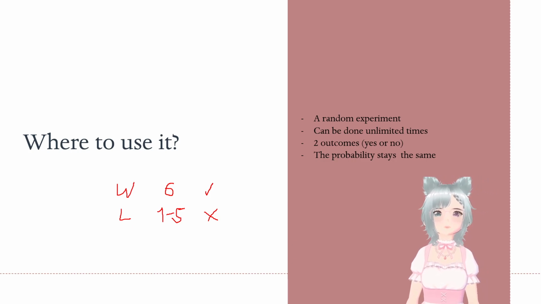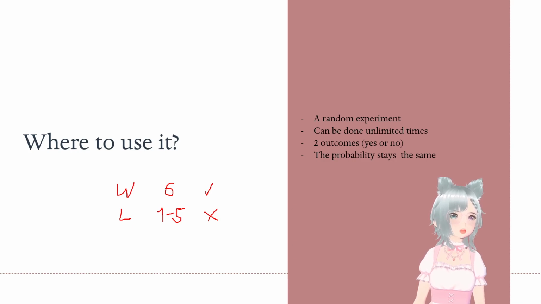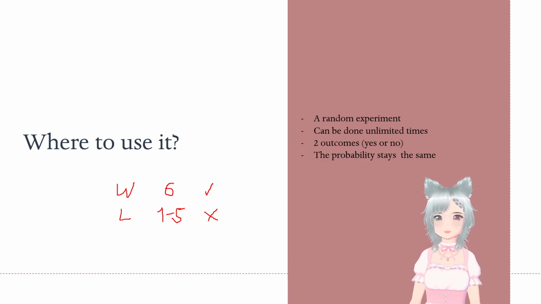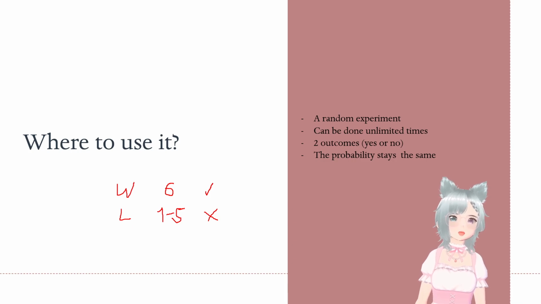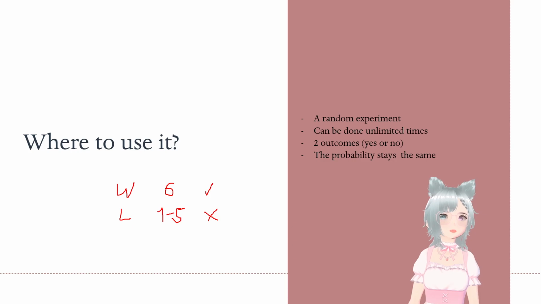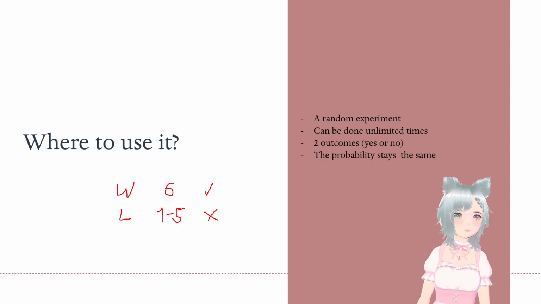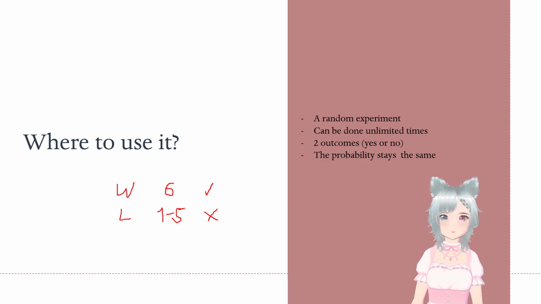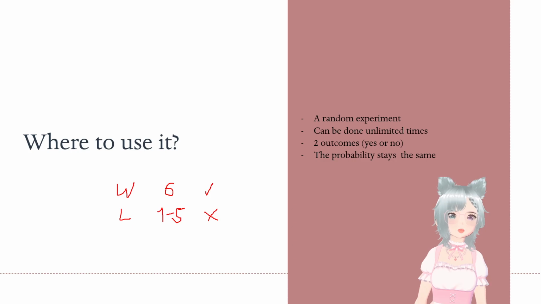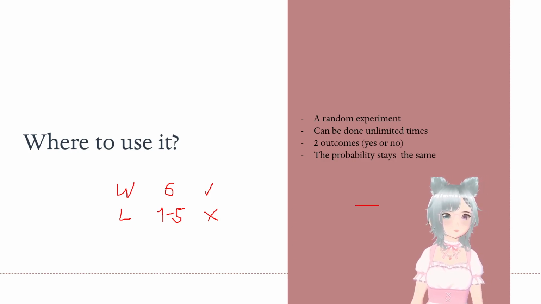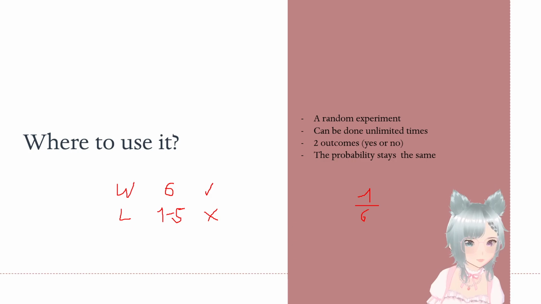And the probability has to stay the same. So rolling a die, you always have the same probability to roll a 6. It doesn't matter if you rolled a 6 before. Rolling a 6 always has the chance 1 over 6, because there are 6 numbers on the die and there's 1 six on there. So it's always how many things are there that you can roll, and then how many things you want to roll in order to win. So it's 1 over 6 in this scenario.